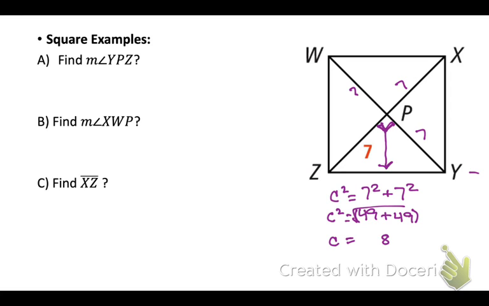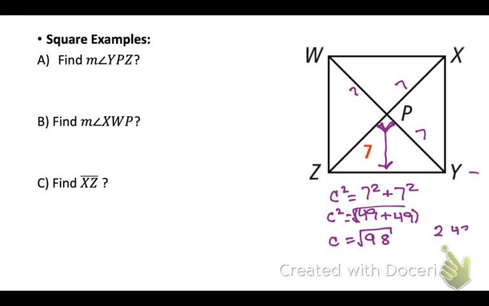Okay, so I get 98, and the square root of 98. Well, the square root of 98 is not a perfect square, is it? No. What goes into 98? 2 goes into 98. 4 does not go into 98, so I'm not doing 4. So 2, and that would be what?